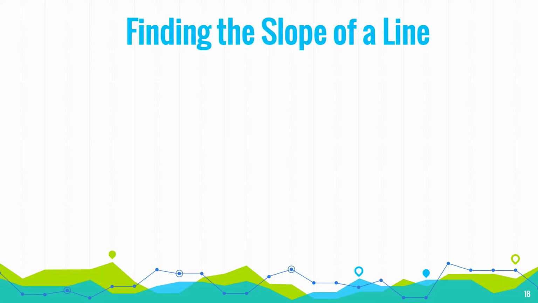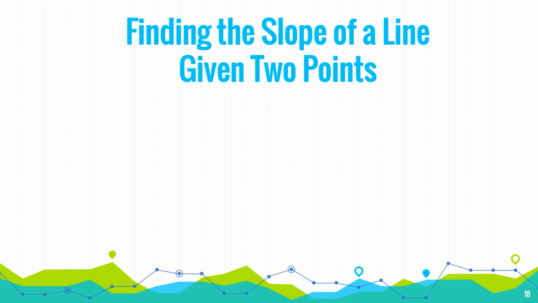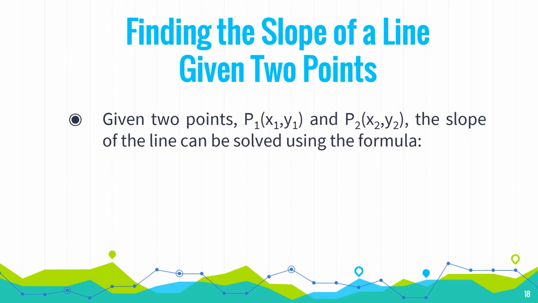Our next way in finding the slope of a line is given 2 points. Given 2 points P1 at x sub 1, y sub 1, and P2 at x sub 2, y sub 2, the slope of the line can be solved using the formula slope is equal to y sub 2 minus y sub 1 over x sub 2 minus x sub 1.